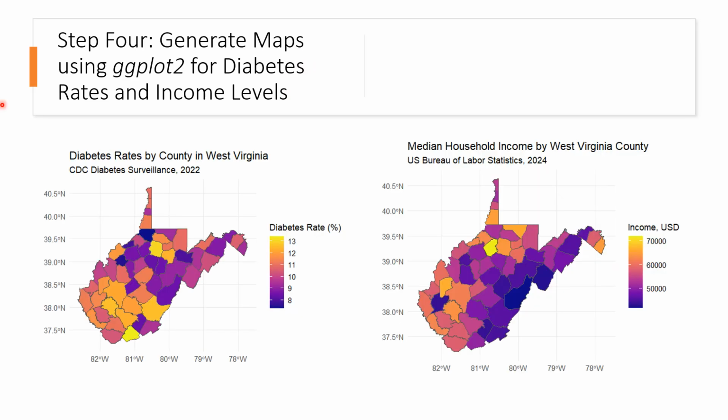Here we see the maps I created. On the left, I have the rates of diabetes diagnosis, and on the right, I have the median annual income levels by county. And on these maps, I included the geographic coordinates to just highlight how the Tigris data associated the diabetes and income data with a specific county shape and area.